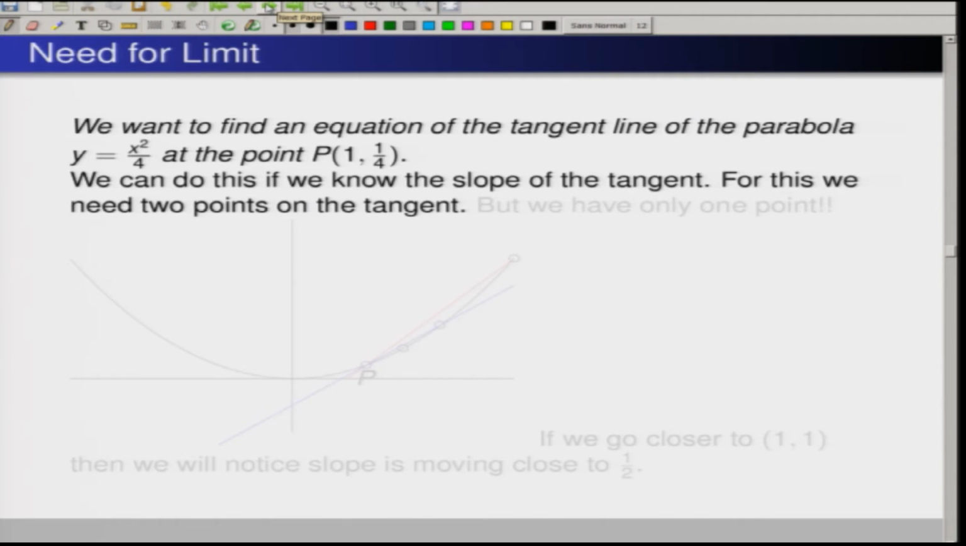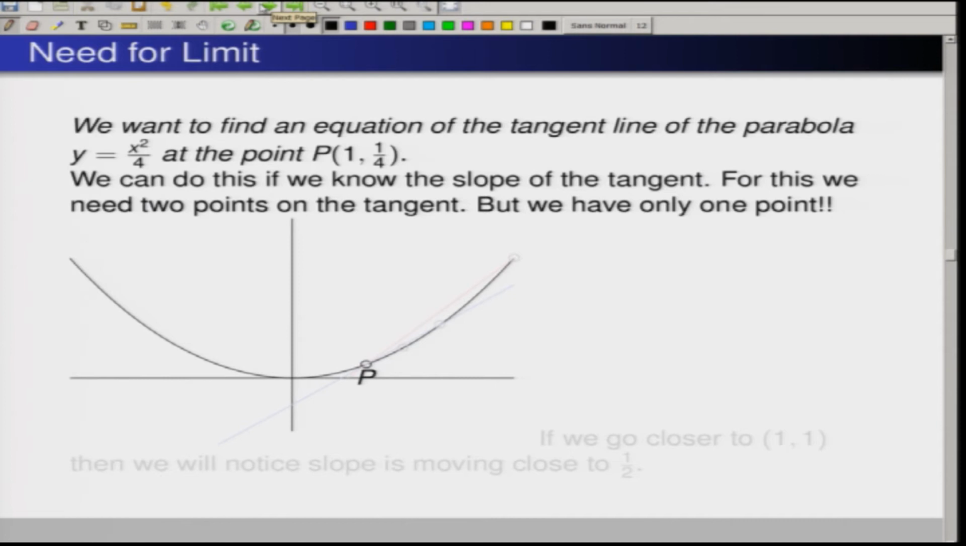Our problem is that we had been given a parabola, and we want to find a tangent at a point. So, we have information only about one point of the tangent, because this tangent is going to touch the parabola only at one point, and the rest of the points on the tangent are not on the parabola. So, we do not have any information about any other point of that tangent. So, how are we going to address this problem? Let us try to do this.